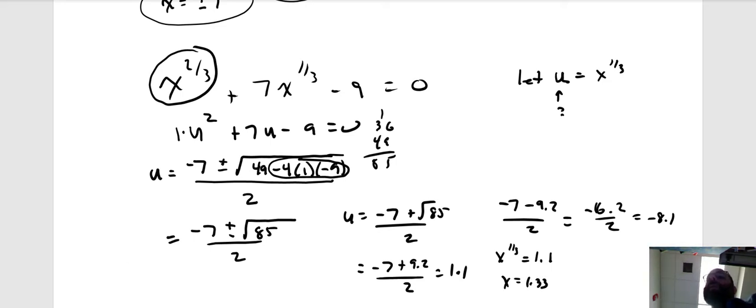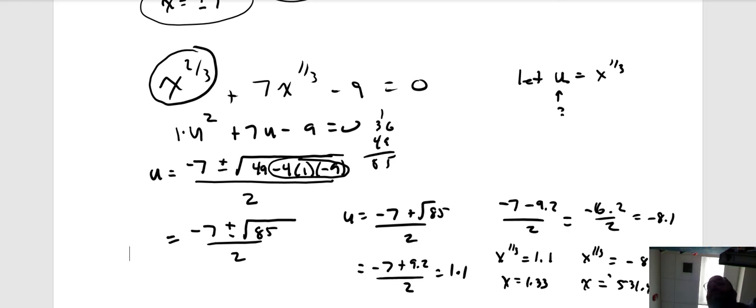Other solution is x to the 1/3 equals -8.1. Now you might wonder, does this have a solution? And the answer is yes, because this is raised to the 3rd power. We're going to get a negative number out of this. And 8.1 to the 3rd power is 531.4, and it's negative because you take a negative to the 3rd power, you get a negative number. So that's what I got out of this.